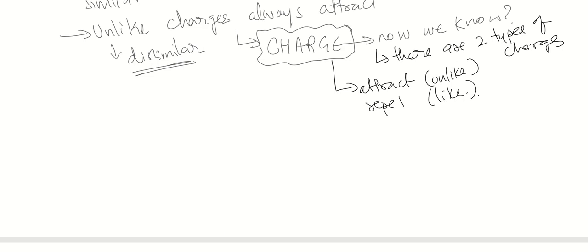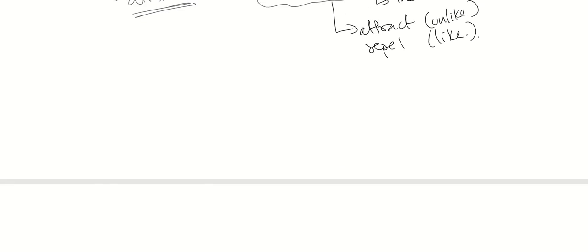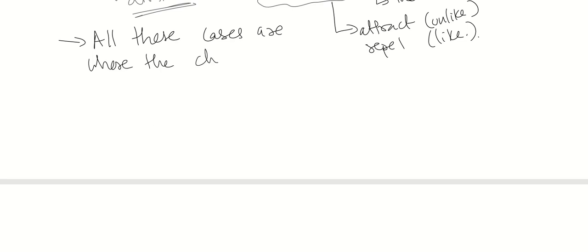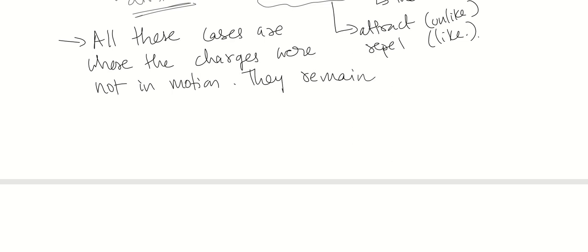So this concept that we saw with various examples was meant for electrostatics. All these are cases where the charges were not in motion. They remained on the surface of the object.